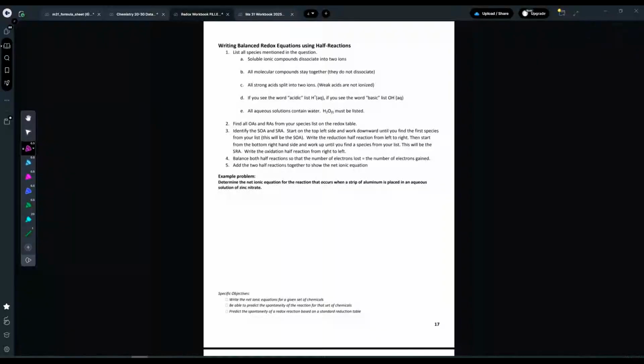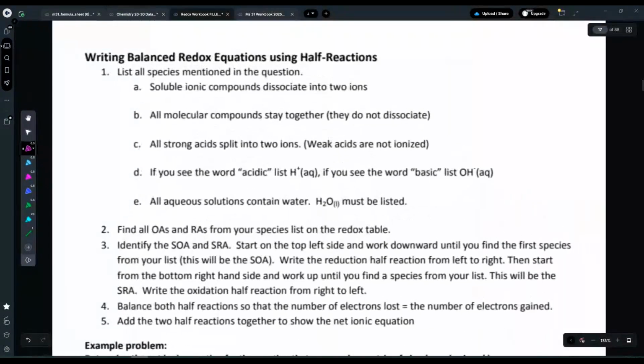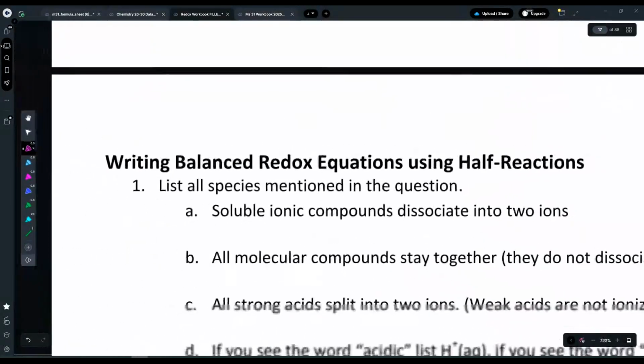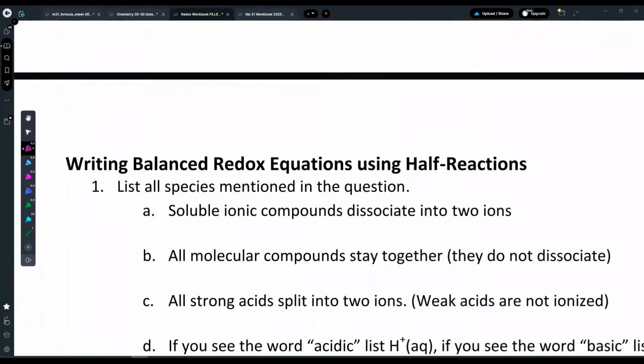In this video, we're going to go over how to write balanced redox equations using half reactions. So the first step to balance redox equations using half reactions is you're going to want to list out all the species mentioned in the question.